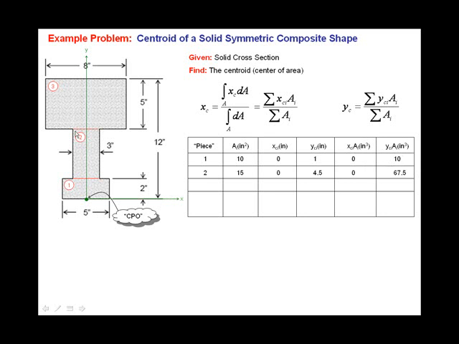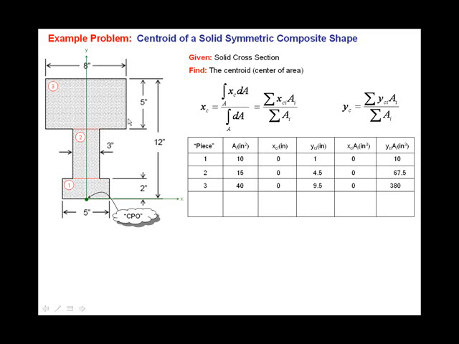Shape number 2, a total of 15 square inches. Its x distance also lies on the axis of symmetry, and the y distance to the centroid would be 2 inches plus half of this distance, which is another 2.5 inches, for a total of 4.5 inches along the y-axis. Again, doing the multiplication to complete these two pieces of the table.